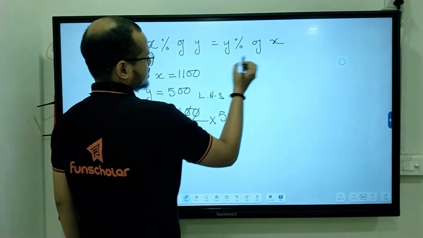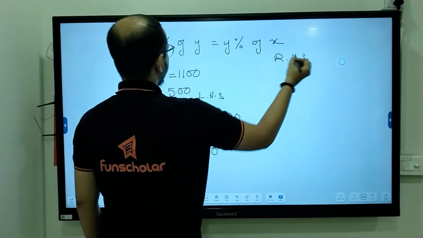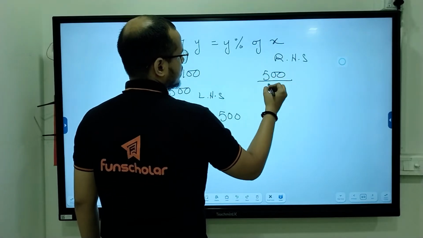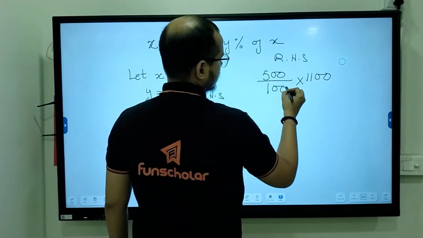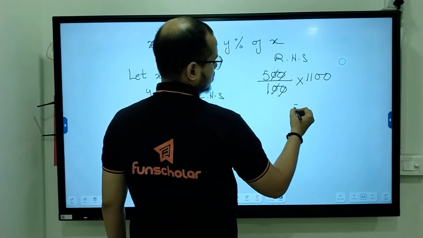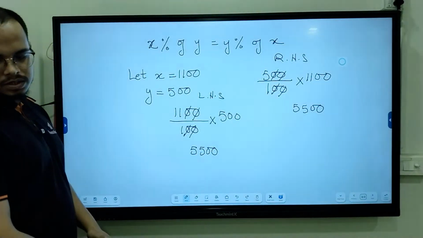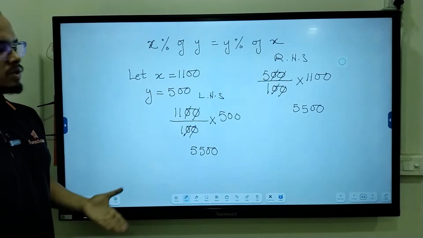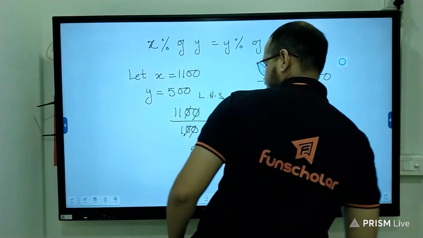Similarly, next, right hand side, Y percent of X: the value of Y is 500, so 500 divided by 100 into the value of X, which is 1100. Zeros gone, so 5500. Same answer. Thus LHS is equal to RHS, proved that X percent of Y is equal to Y percent of X. Chalo, let's move back to the class.